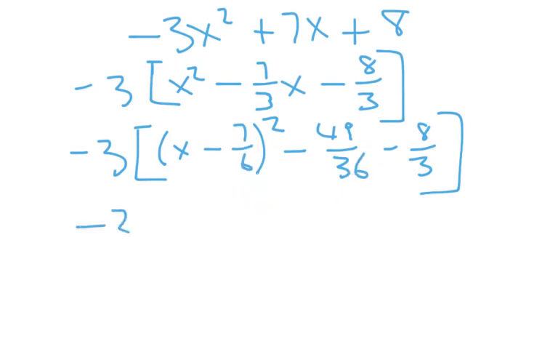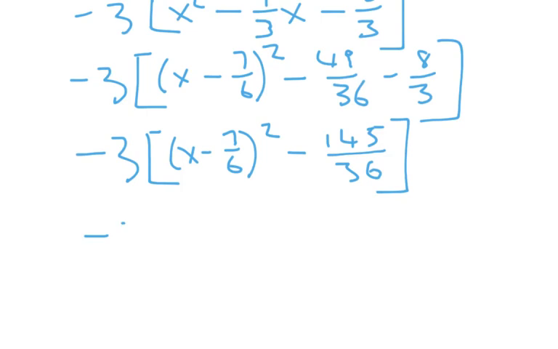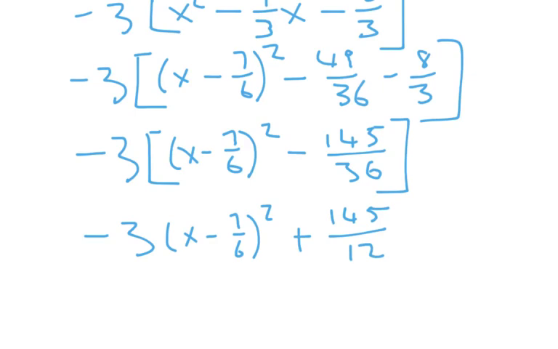So continuing on, I get minus 3 open bracket x minus 7 over 6 squared. Now you do this in your calculator, minus 49 over 36 minus 8 over 3. And that equals minus 145 over 36. I then complete by multiplying in by the minus 3. So minus 3 into (x minus 7 over 6) squared plus 145 over 12. The 3 on the top will actually reduce this 36 down to 12.